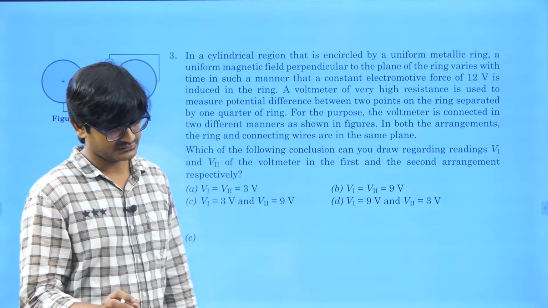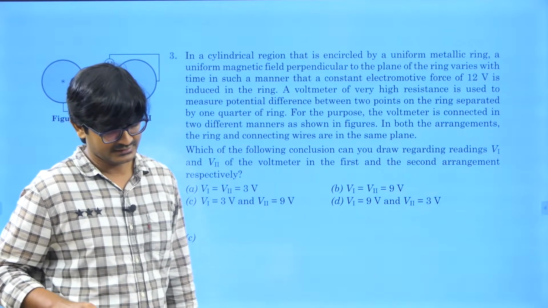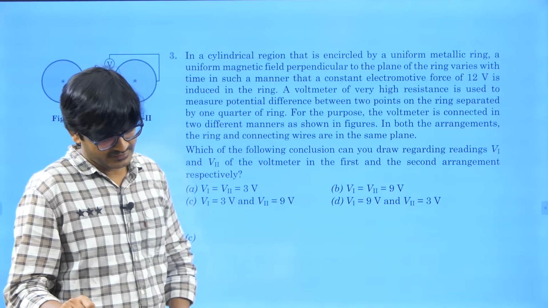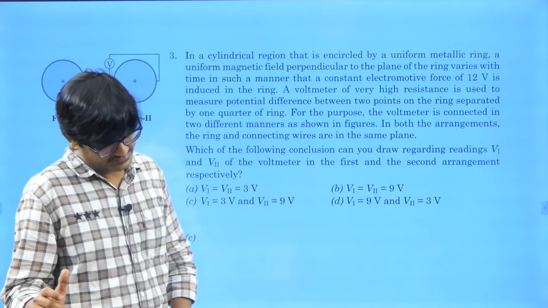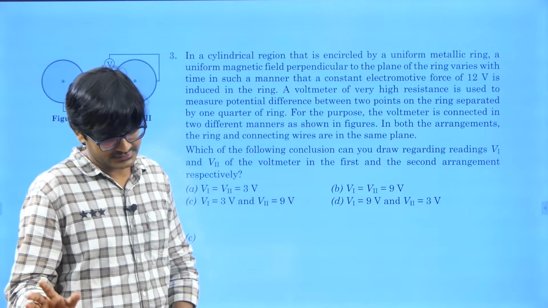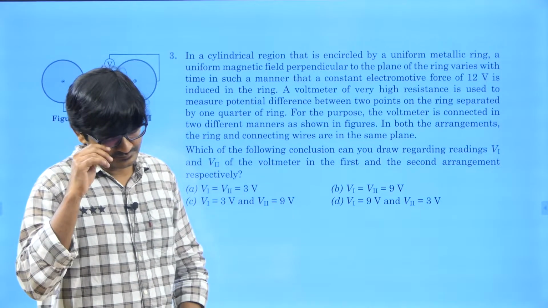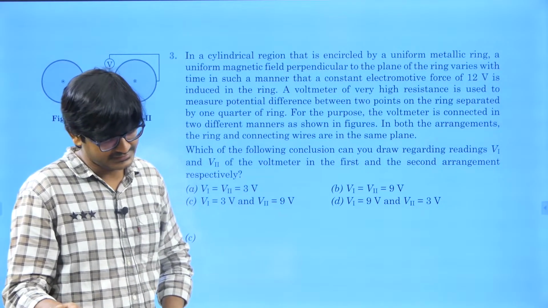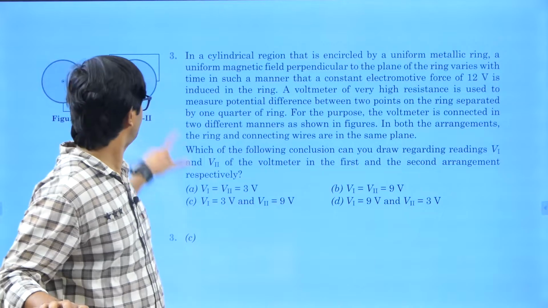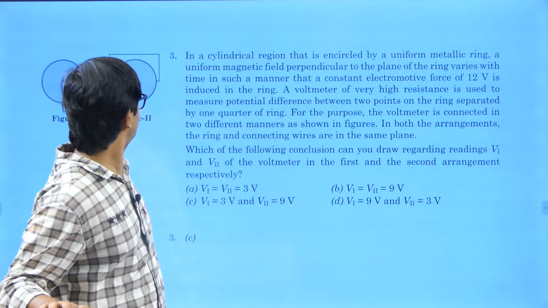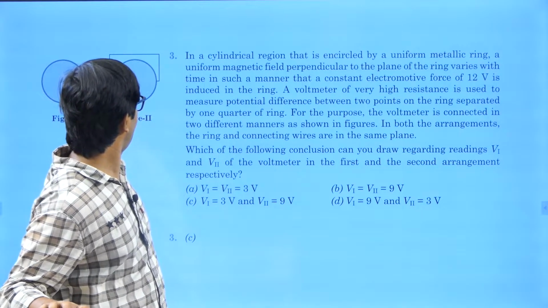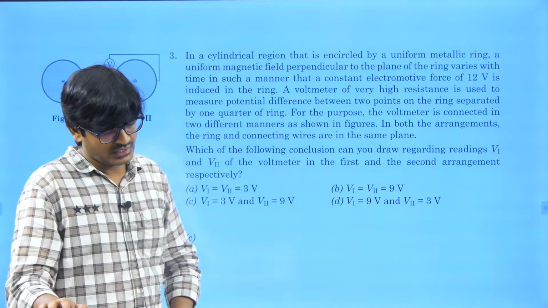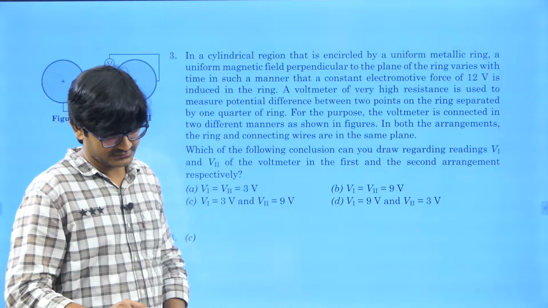Now similarly, going to the next question: in a cylindrical region that is encircled by a uniform metallic ring, a uniform magnetic field perpendicular to the plane of the ring varies in time in such a manner that a constant EMF of 12 volt is induced in the ring. A voltmeter of very high resistance is used to measure the potential difference between 2 points of the ring separated by 1/4 of the ring, this is a quarter. But you are joining the voltmeter one way in the first case, and the other way in the second case. So you need to find how much it will read in both the cases.